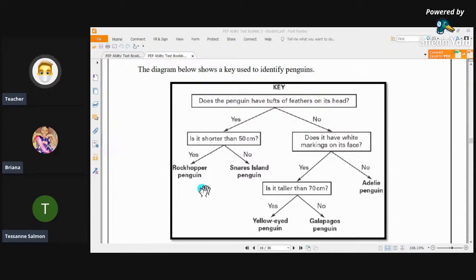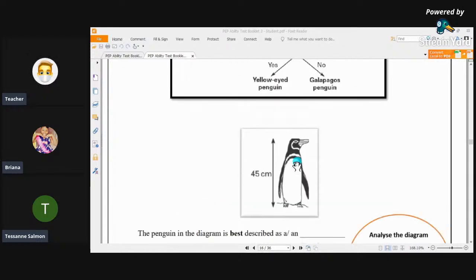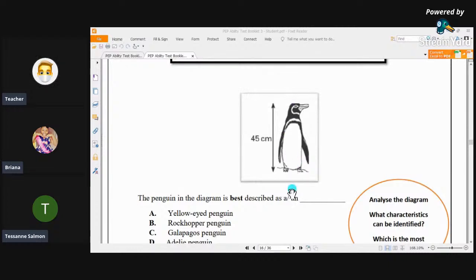See those connections? See how we have to follow these lines and look at the connections between them. So if it is yes, then what? If it is no, then what? And we follow that. Let's think about this now. They give us the penguin and we say this one is what measure? What do they say here?